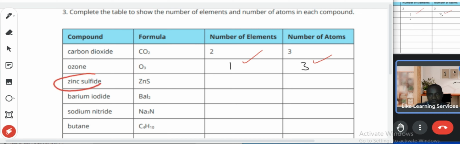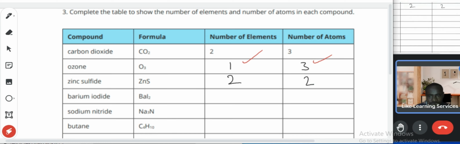Zinc sulfide. Would you have gotten the name of this correctly? I believe, because I told you that when you have 2 elements, it usually ends with IDE. So it would have been zinc sulfide, which is exactly what you have here. All those with 2 elements always end in IDE, apart from these other ones that are what we call hydrocarbons, but that's beyond your scope. So 2 elements, zinc and sulfur, and 2 atoms. Okay, that's correct.